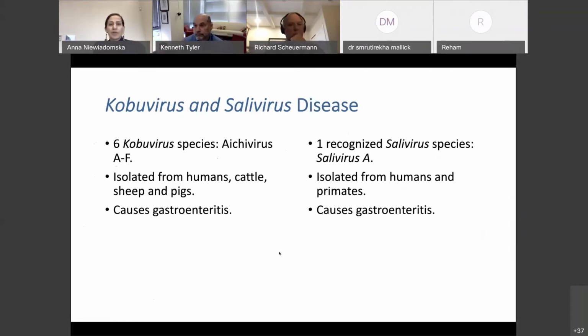So Cobovirus and Sallivirus are 2 other genera that have been isolated from humans as well as other mammals. And again, they cause mild gastroenteritis. And there's not much that's known about these, so I'll just leave it at that.